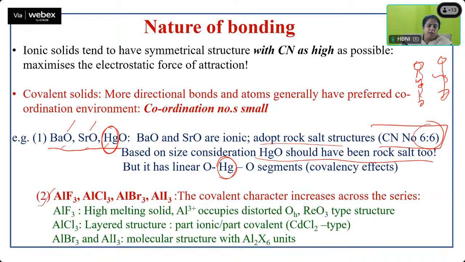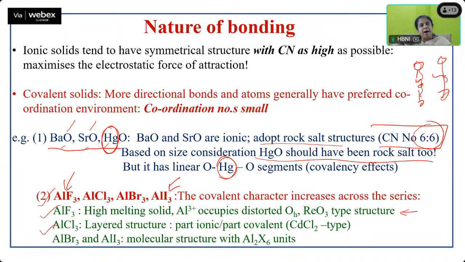Second example, if you consider aluminium, the halides of aluminium: AlF3, AlCl3, AlBr3, and the triiodide. The covalent character increases along the series. So this is most ionic and this is most covalent. Now, how does the structure change? AlF3 is a high melting ionic solid. Okay, don't go on the structure. We'll talk about the structure in the next class.